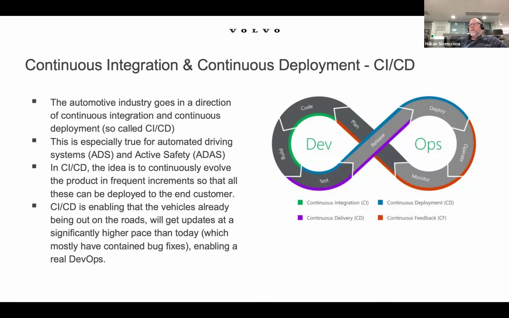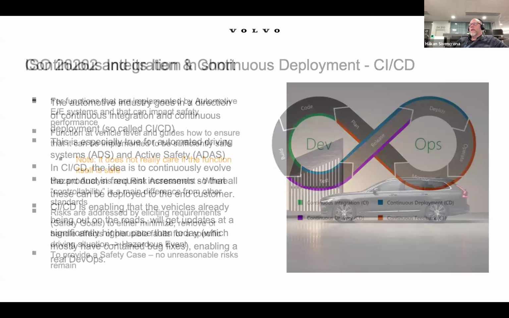So CI/CD is very often used, and it stands for continuous integration, continuous deployment, and it continuously evolves the product in frequent increments. And I think this is one of the good concepts when you are having a SEooC, a safety element out of context, that in the actual usage, when you have sold your component, you can improve it fast if you have done the safety element out of context in a very good way.